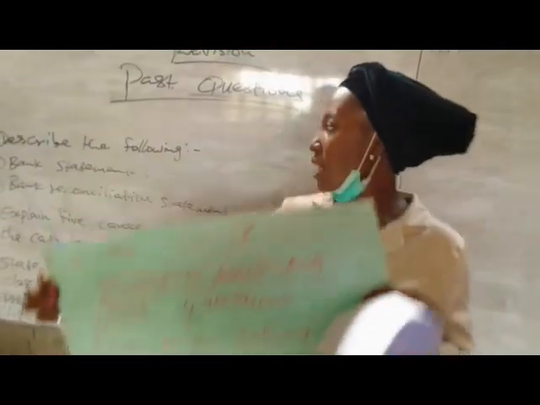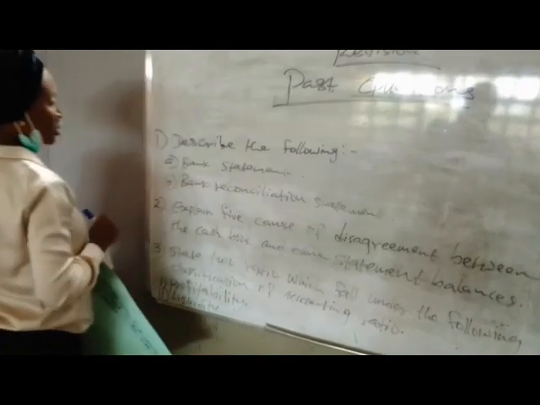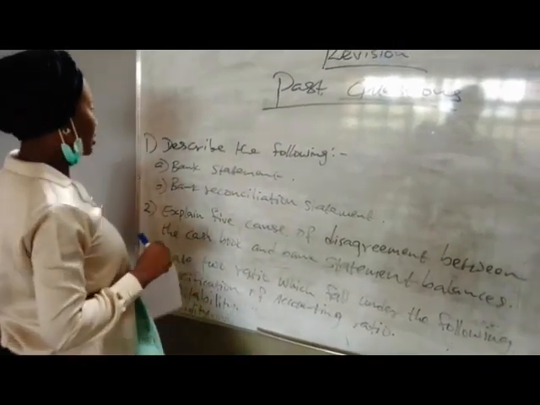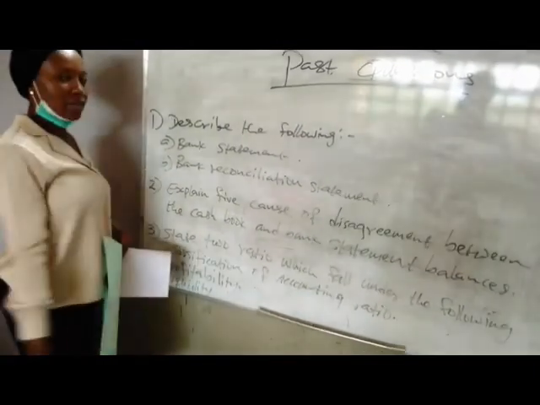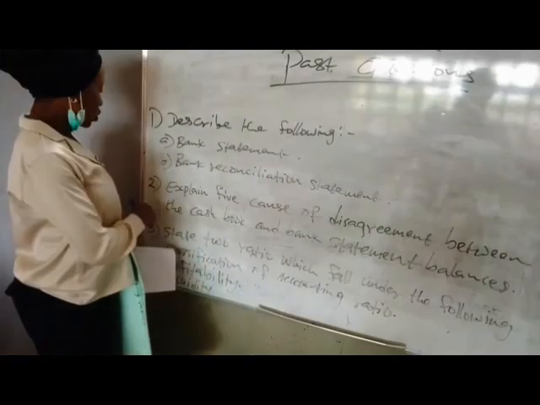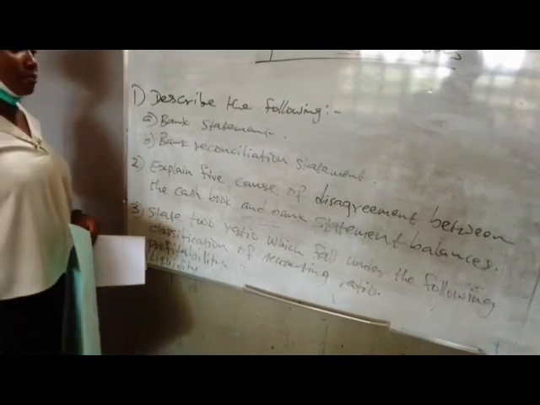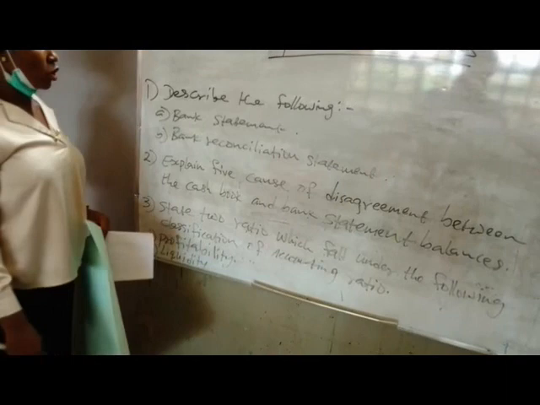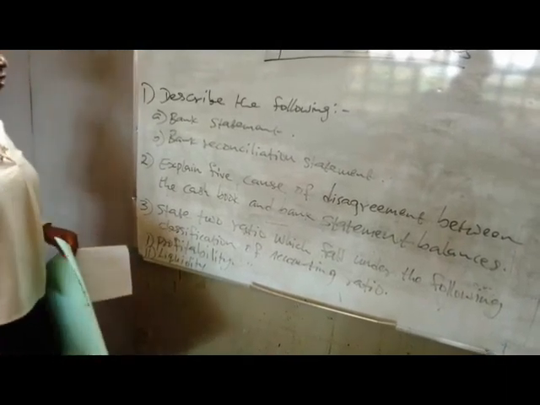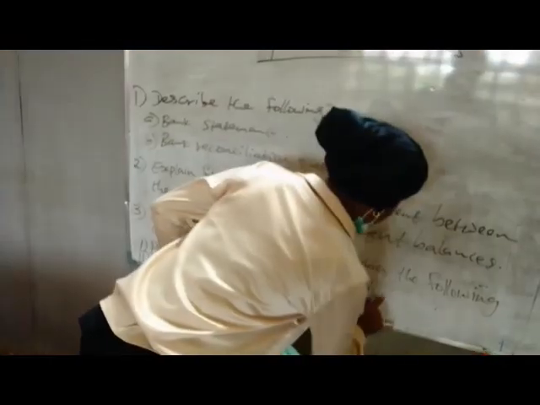Now, the first question says, describe the following: 1A, bank statement, and 1B, bank reconciliation statement. Number 2, explain 5 causes of disagreement between the cash book and the bank statement balances. Question number 3, state 2 ratios which fall under the following classification of accounting ratios.